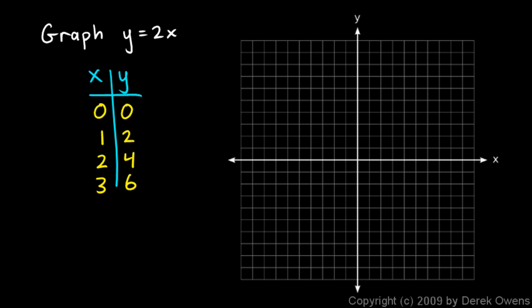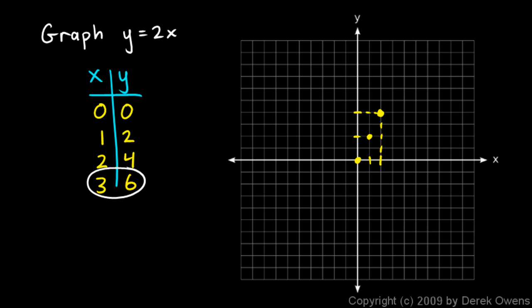What I have here is a bunch of ordered pairs. 0, 0 can be plotted. It's right there. The ordered pair 1, 2 could be plotted. That's 1 on my x-axis and 2 on my y. That's that point right there. The point 2, 4 could be plotted. So that's 2 on my x-axis and 4 on the y-axis. That's that point right there.